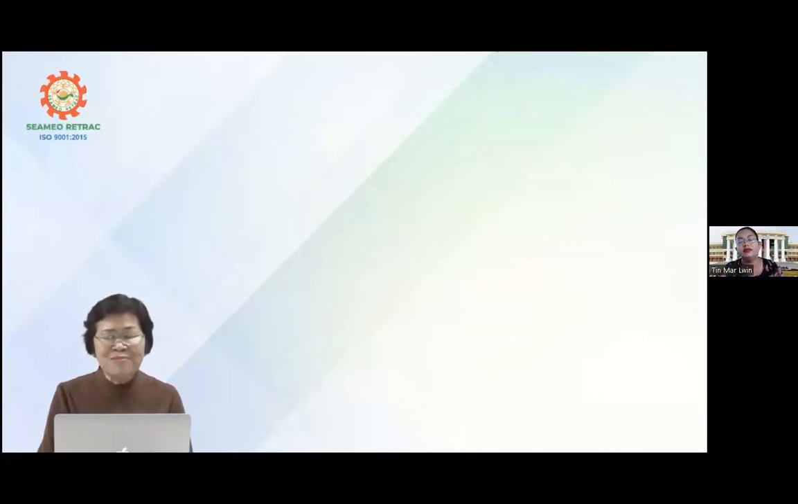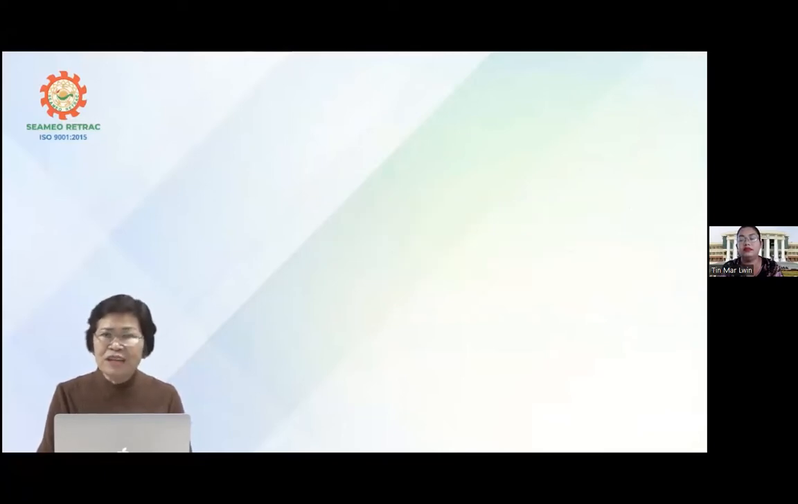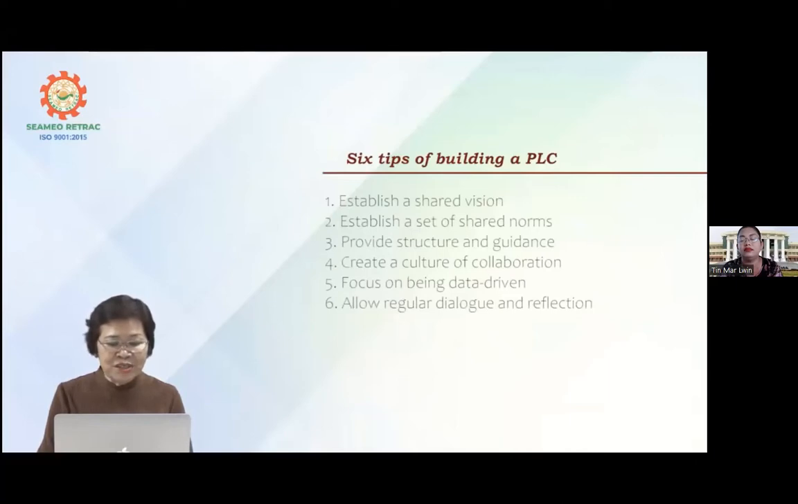This takes us to the last key point of my presentation. What are some tips for building a professional learning community? I would like to share with you 6 tips for building a professional learning community. 1. Establish a shared vision. 2. Establish a set of shared norms. 3. Provide structure and guidance. 4. Create a culture of collaboration. 5. Focus on being data-driven. And 6. Allow regular dialogue and reflection.